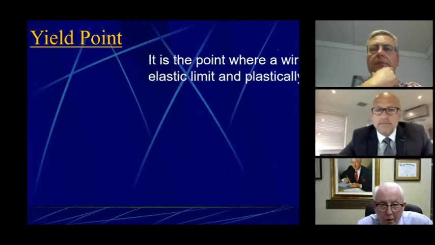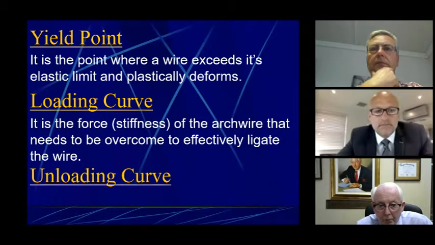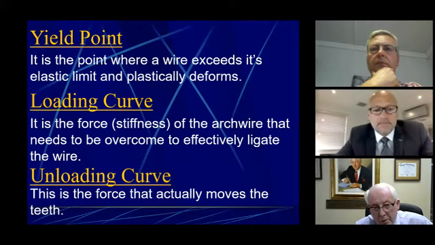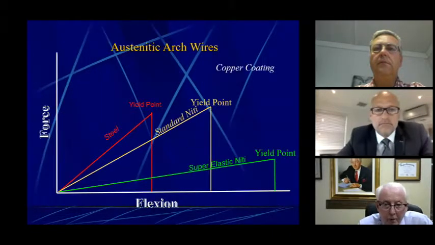So the austenitic wires have yield points, loading curves, unloading curves. And that's what causes standard arch wires to be so long in the treatment, is you have to start with very small wires and progressively move to stiffer wires. With martensitic wires, we don't do that. The more you flex a steel wire, the heavier the force, to a point where it bends, that's a yield point. Standard nickel titanium is just more flexible. Super elastic nickel titanium is still more flexible yet, but they all have these loading curves, unloading curves, and yield points.